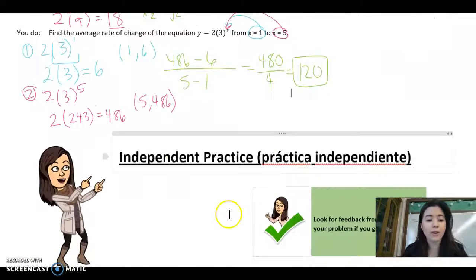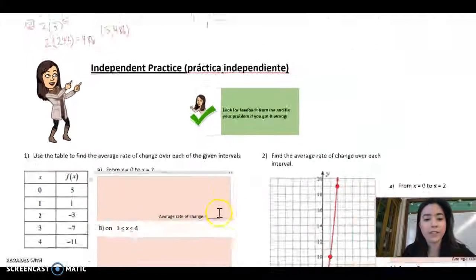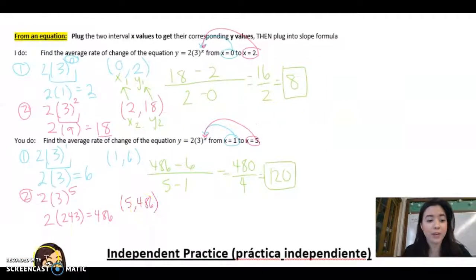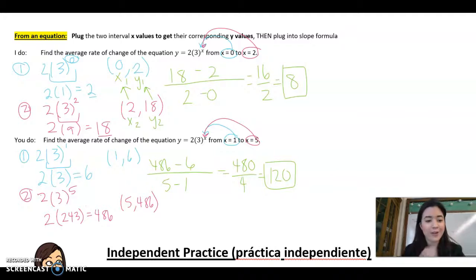All right, I want you to go ahead and try your independent practice, and you'll have the answer key to check your answers, and let me know if you need help. And do your mastery check.